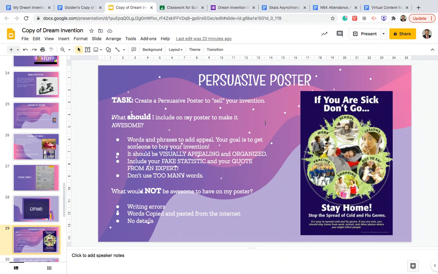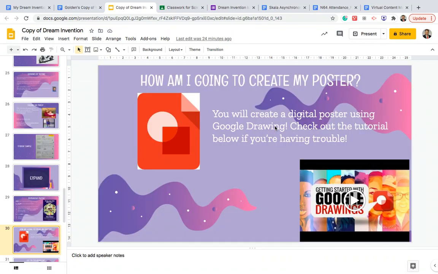So what should you include in your poster to make it awesome? I would use words and phrases that appeal to your goal of getting someone to buy your invention. It should be visually appealing and organized, including fake statistics and your quote from an expert. Don't use too many statistics and quotes. Keep it simple, but have one of each in there. What would not be awesome to have on my poster? Writing errors, such as spelling, capitalization error, words copied and pasted from the internet, not detailed enough. So if I don't know what you're selling on your poster, I'm not going to buy it. So you're going to want to be detailed about what it is and what it does.